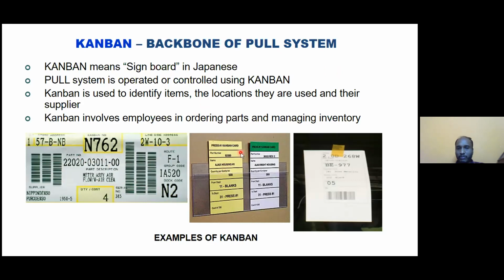So this is a physical Kanban card. It should be placed in front of the bins for easy visualization. It involves employees in ordering parts and managing inventory.